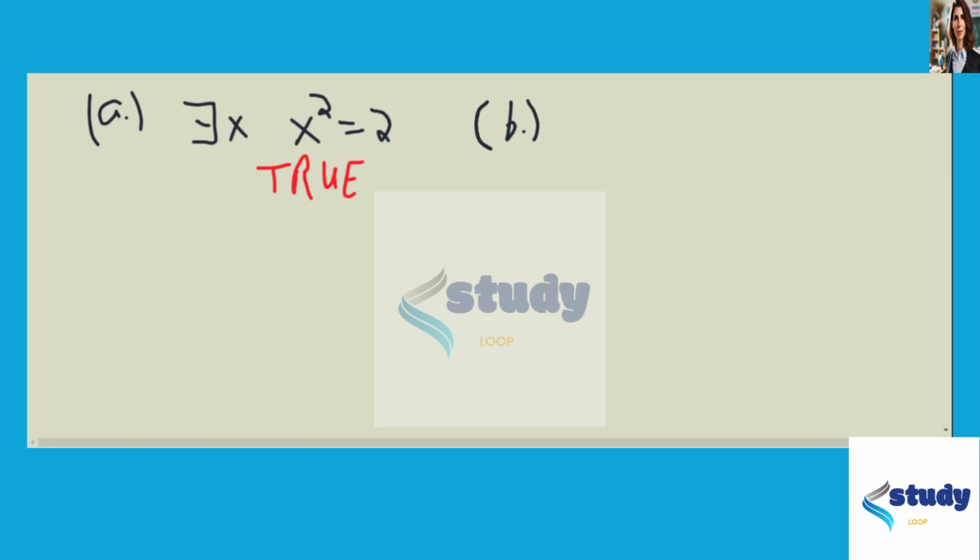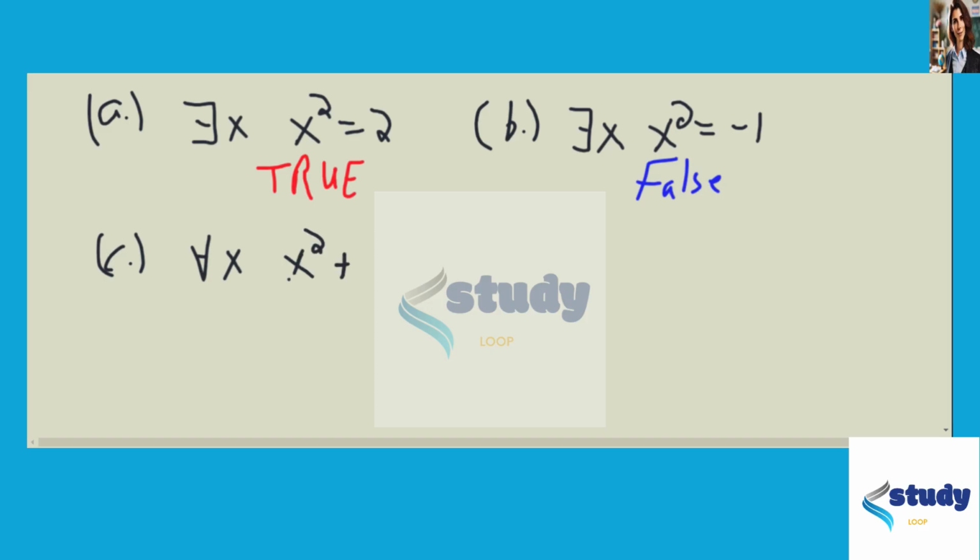On B, we have there exists an x such that x squared is negative 1. And that is false. There is no real number that if you square it will give you negative 1, so that is not true.